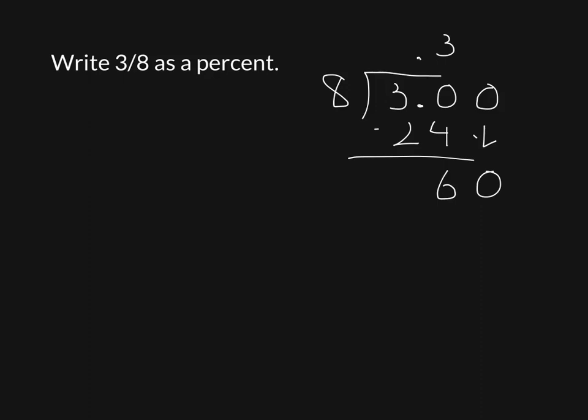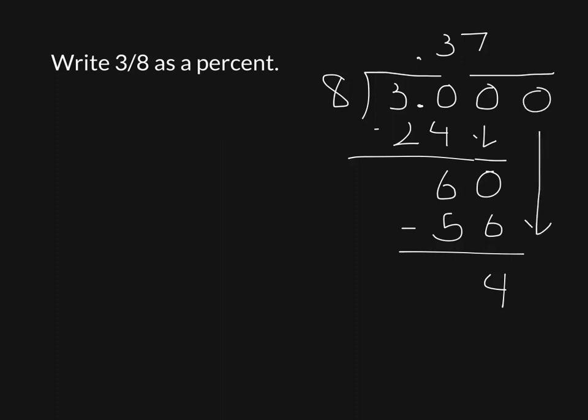That's 60. 8 will go into 60 7 times. So that's going to be 56. Subtract, we get a 4. Bring down another 0. Right there. Aha, we're going to be done. 8 times 5 is 40. We've gotten the 0 that we want.